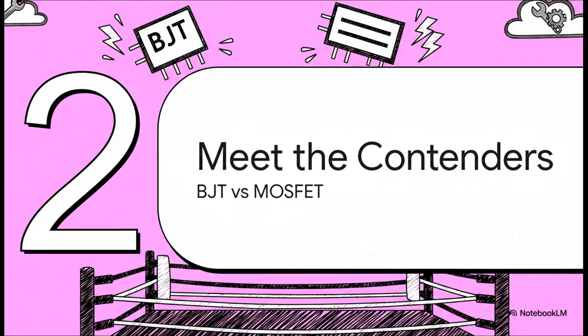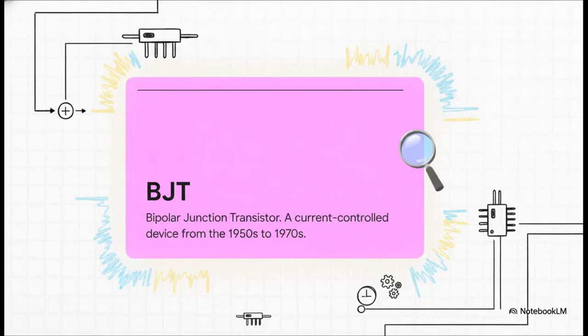Moving right along to part 2. Let's meet the contenders, the BJT and the MOSFET. First up is the BJT, the Bipolar Junction Transistor. Let's completely demystify this legacy powerhouse. The BJT was one of the earliest practical transistor technologies. It totally revolutionized the world, becoming the absolute foundation of electronics in the 1950s, 60s, and 70s.